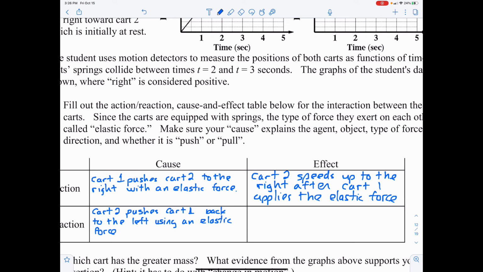Now in the reaction, cart 2 pushing back on cart 1, well, that means cart 1 will reverse direction, rebound if you will. Cart 1 reverses direction after the collision between the two carts.